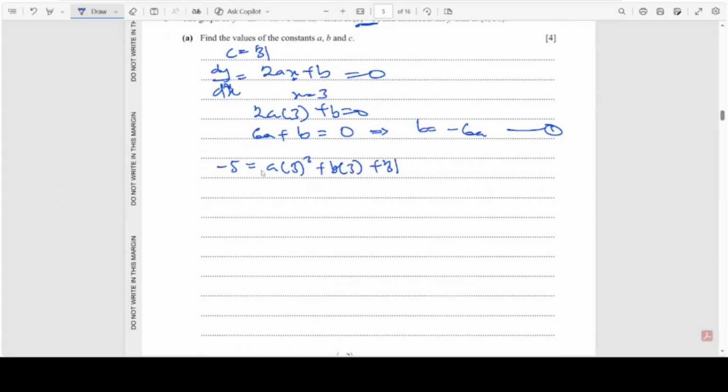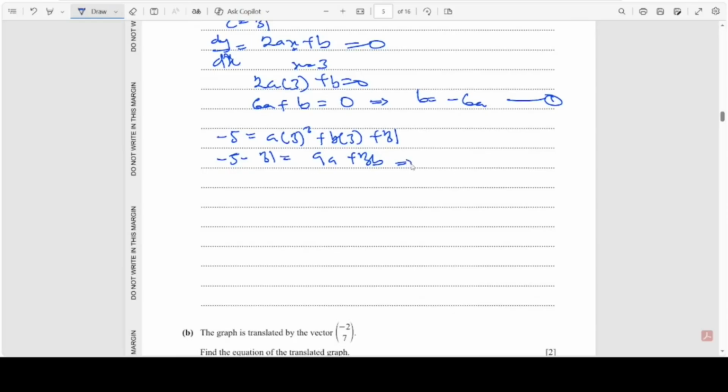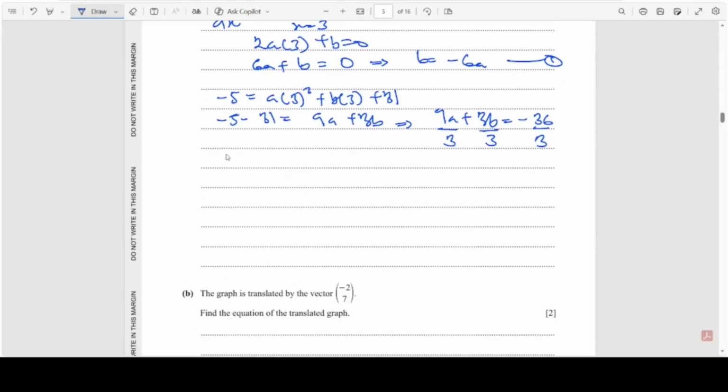Right? Then we get, sending the 31 to the other side, negative 5 minus 31 is equal to 9a plus 3b. Over here we have negative 36. Let me write it over here. 9a plus 3b is equal to negative 36. I'm going to divide through by 3 so that I reduce the coefficients to smaller numbers. So we have another equation: the first one becomes 3a and the second one becomes plus b is equal to negative 12. So this is equation 2. But then we've already said from equation 1 that b is equal to negative 6a.